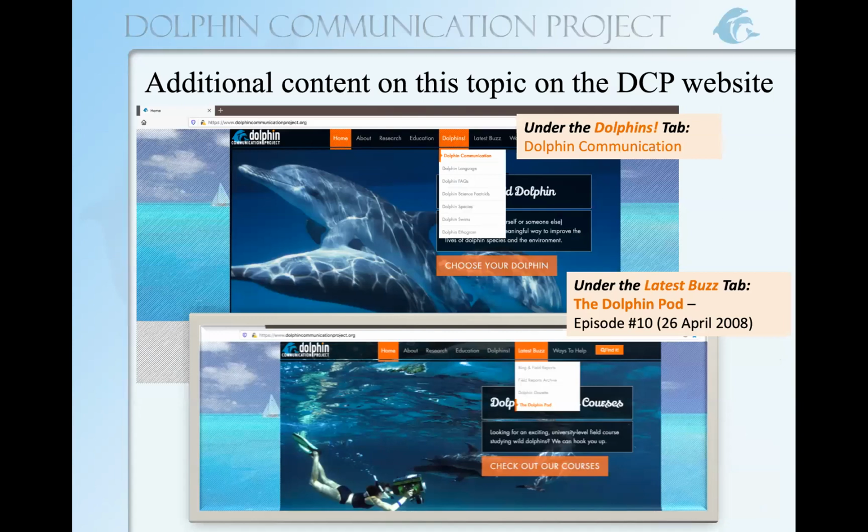So I'm using this slide as a quick visual reminder for where you can find information on the DCP website about dolphin communication. For those of you who might not be familiar with our website, you have the tabs at top. If you go to dolphins, the first drop down under that tab is Dolphin Communication, where you can gain quite a bit of information there. And also you can go to the latest buzz and go down to the Dolphin Pod. And episode 10 of the Dolphin Pod is focused on dolphin communication.